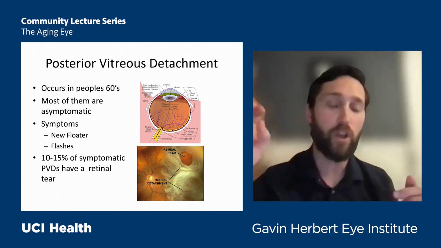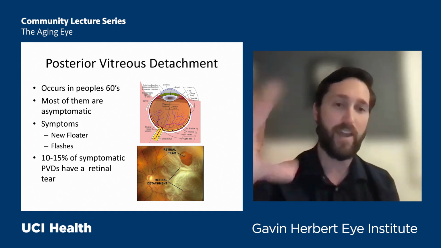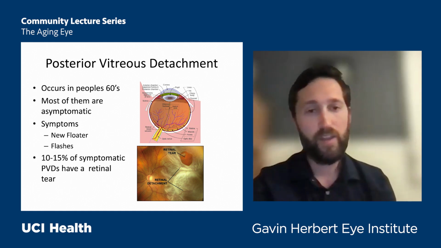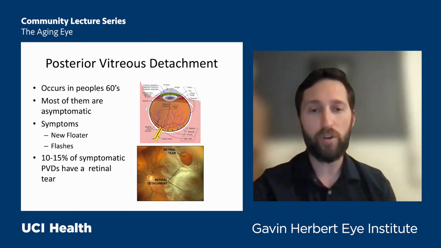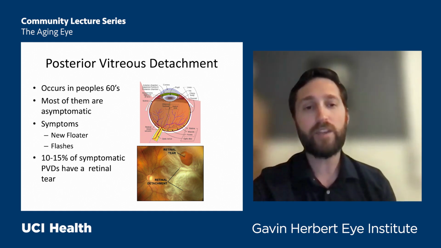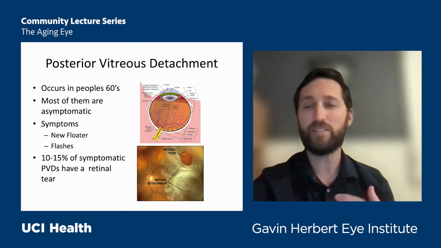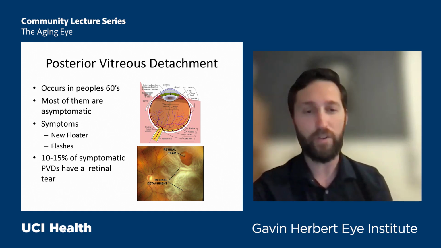It gives you these little flashes, or some people describe a little lightning bolt, or like someone's taking a picture behind your eye, and it just flashes at you. If you have these symptoms of flashes or floaters, you need to come in and get checked. The reason you come in is that if you have these symptoms, that means there's enough pressure on the retina to possibly cause a little hole in the retina.